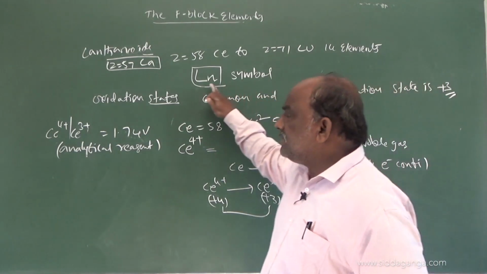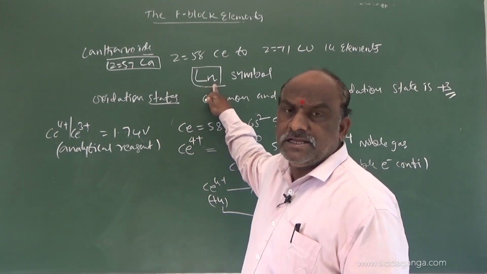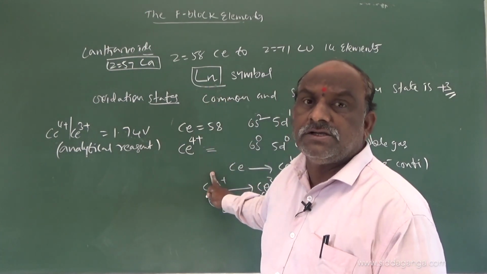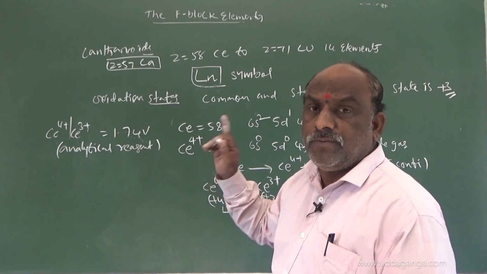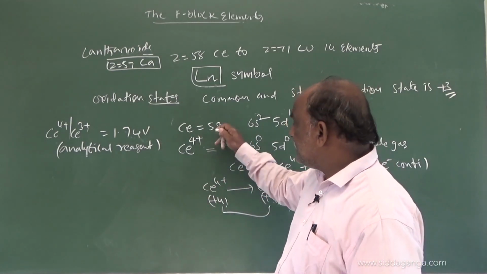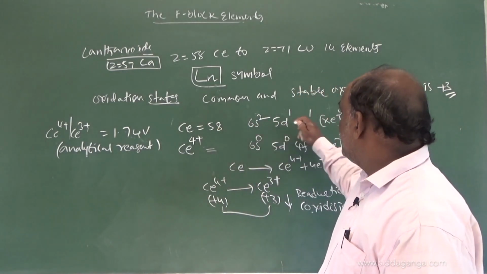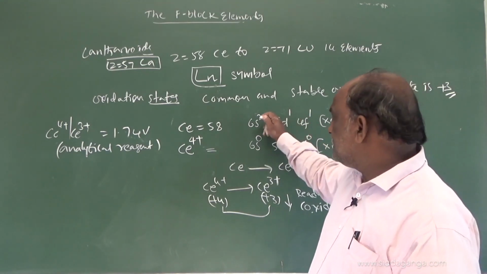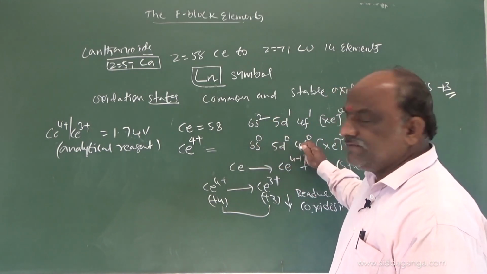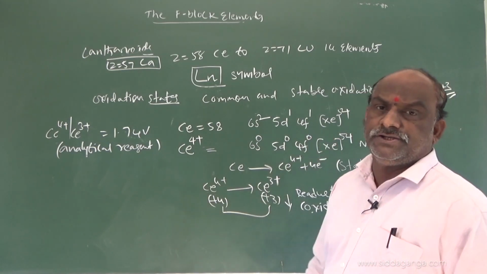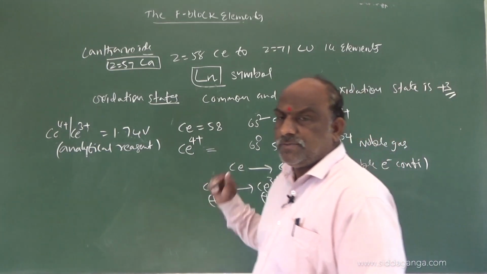Lanthanides are denoted by the symbol Ln. Ln plus 3 is stable. Cerium 4 plus acts as oxidizing agent because cerium configuration is 6s2, 5d1, 4f1. Removal of 4 electrons from this we get 6s0, 5d0, 4f0, noble gas configuration. So this is point number 1.